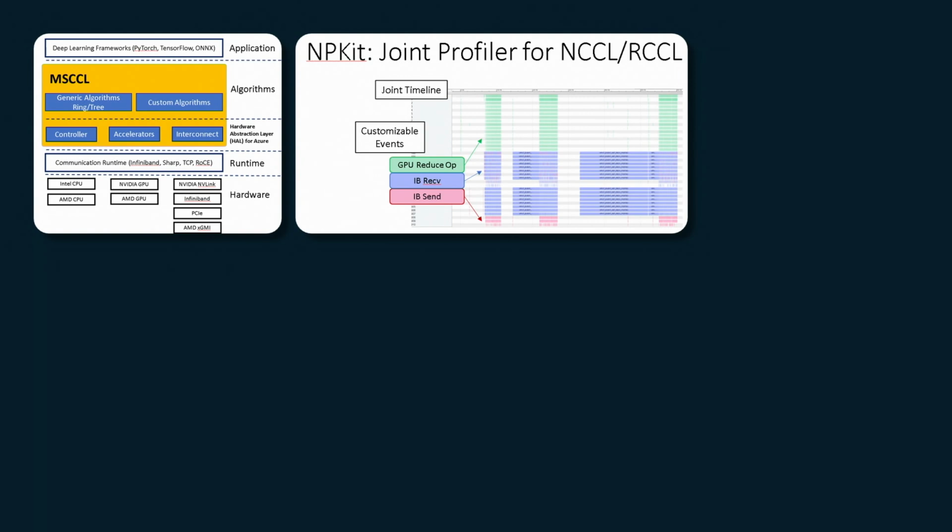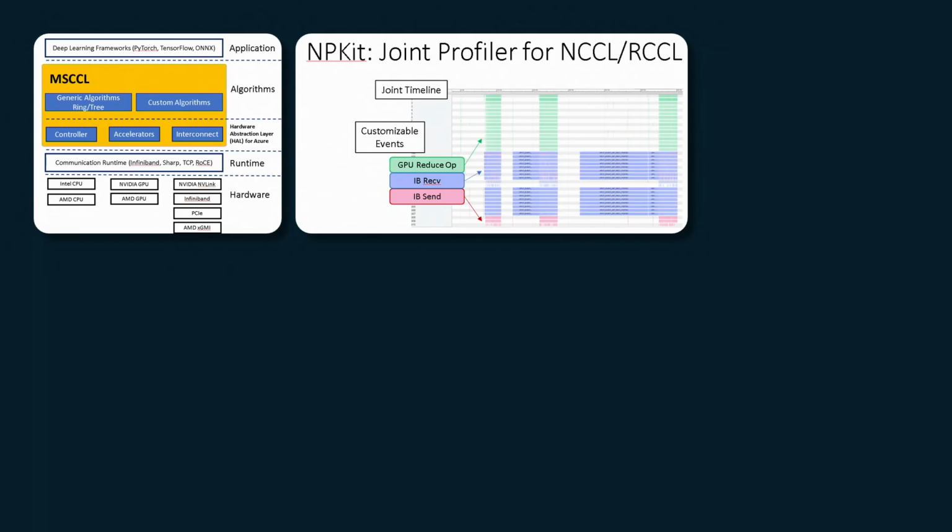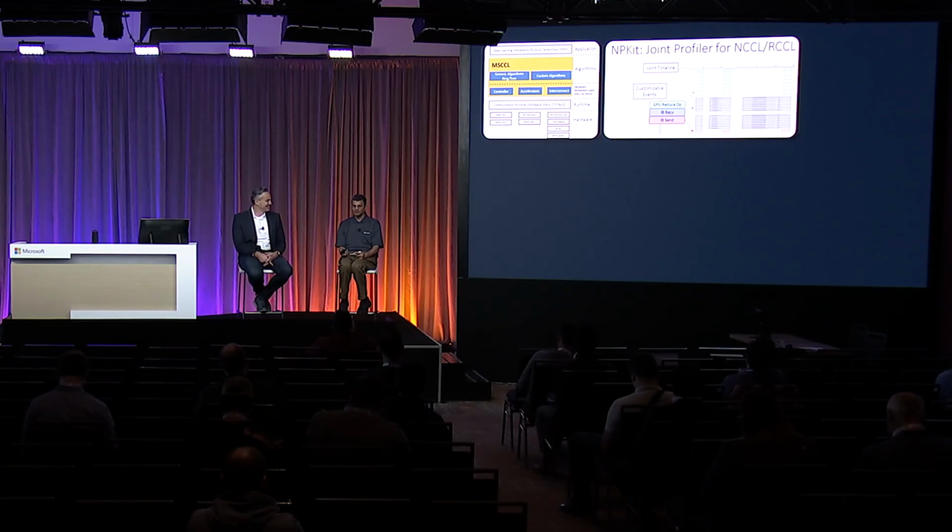Now we have open sourced it, and when you compile RCCL, there's an option to compile it with NPKit, and you get this fine-grained profiling, which helps as you build your custom algorithms or just debug performance problems. Debugging any type of distributed system is incredibly complex, so the more you are equipped with these tools, the more it helps you.